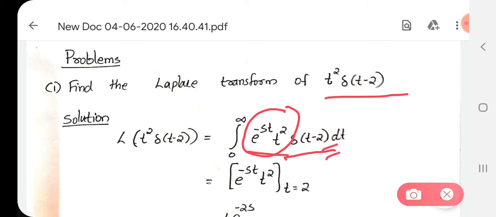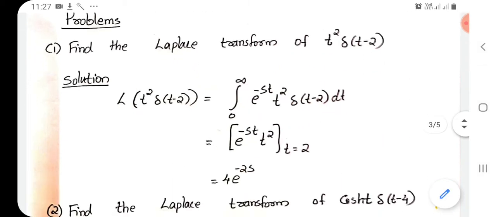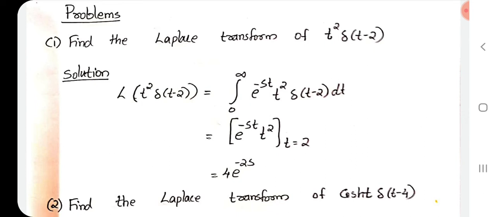In the delta function we have delta t minus 2, so t is equal to 2 here. Then substituting the value of t, we have t square is equal to 4. So the answer is 4 e raised to minus 2s.